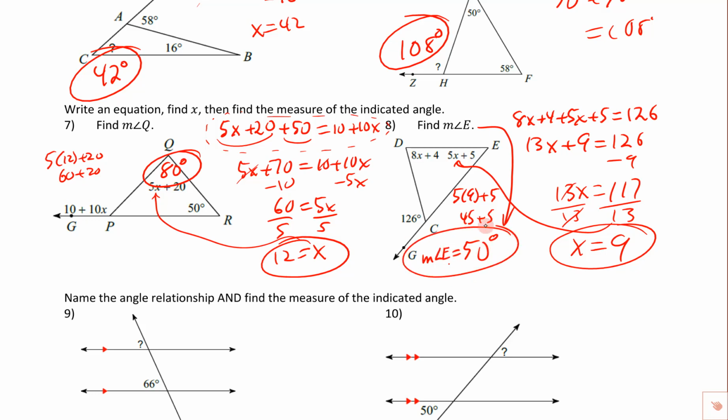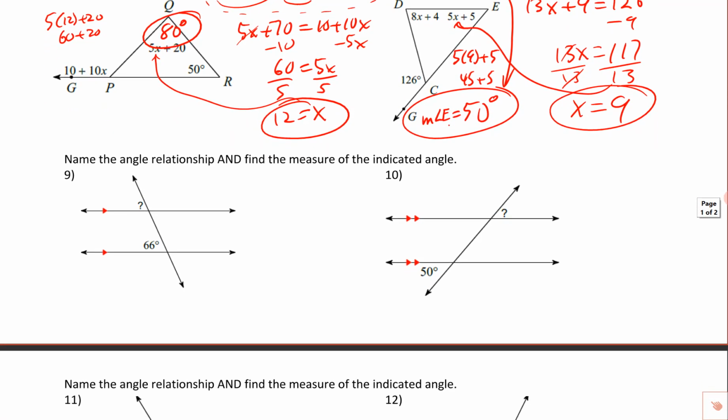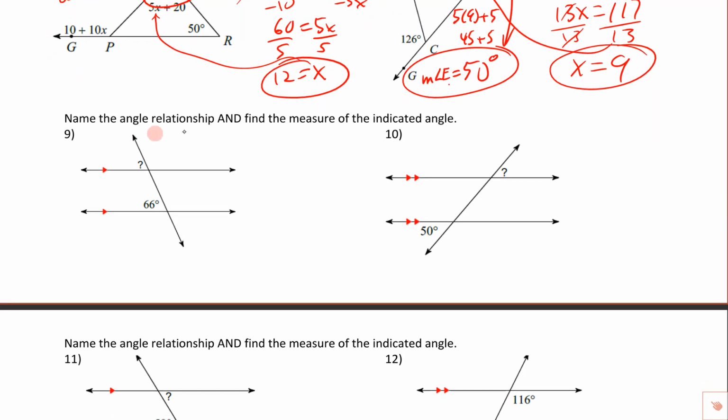Let's come down here and take a look at the next few because I think we changed gears here. It says name the angle relationship and find the measure of the indicated angle. So this is where we're dealing with parallel lines and transversals. Again, those little arrows tell me that those two lines are parallel. And let's think about what this is. Notice that this 66 is kind of in the upper right-hand corner, sorry, upper left-hand corner of this intersection. And if we come up to this intersection, the question mark is also in the upper left-hand corner.